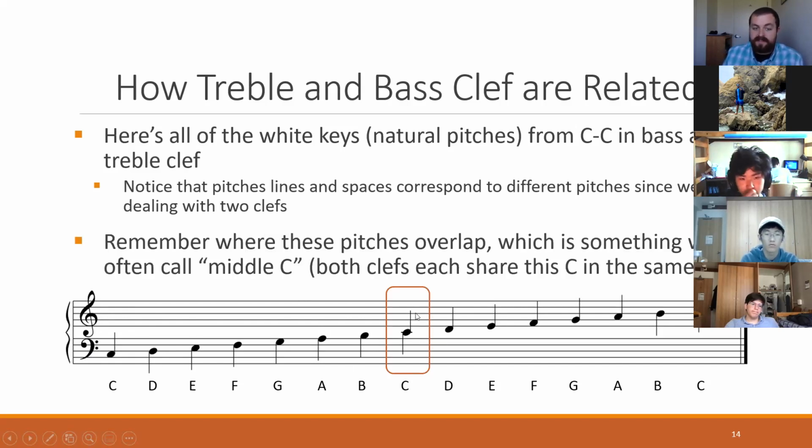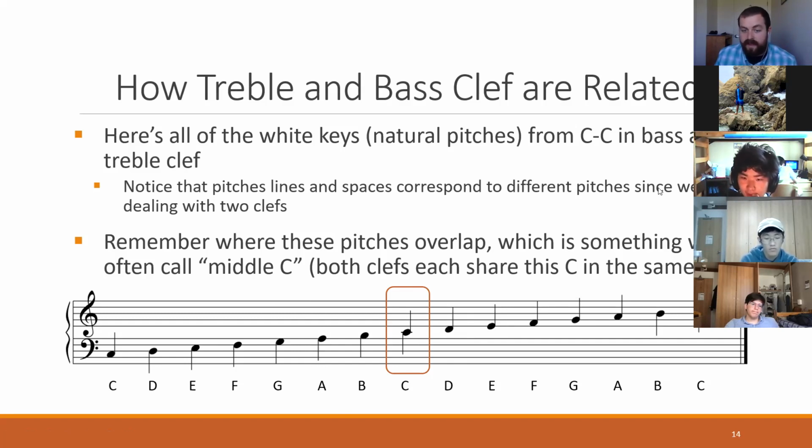This little note C is a spot where these pitches overlap. The extra line below the staff in treble clef and the extra line above the staff in bass clef are the same pitch. We call this middle C. It's the point where the two clefs can agree on a pitch. One line below, one line above.